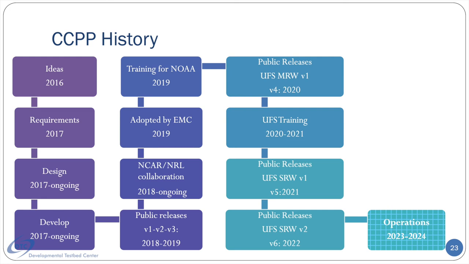In November 2020, the CCPP was covered as part of the UFS training, and version 5 with the UFS short-range weather app was released in March of 2021. Version 6 was also released alongside the UFS short-range weather app in June 2022. The CCPP is projected to officially be part of NOAA operational NWP in the 2023-2024 timeframe.